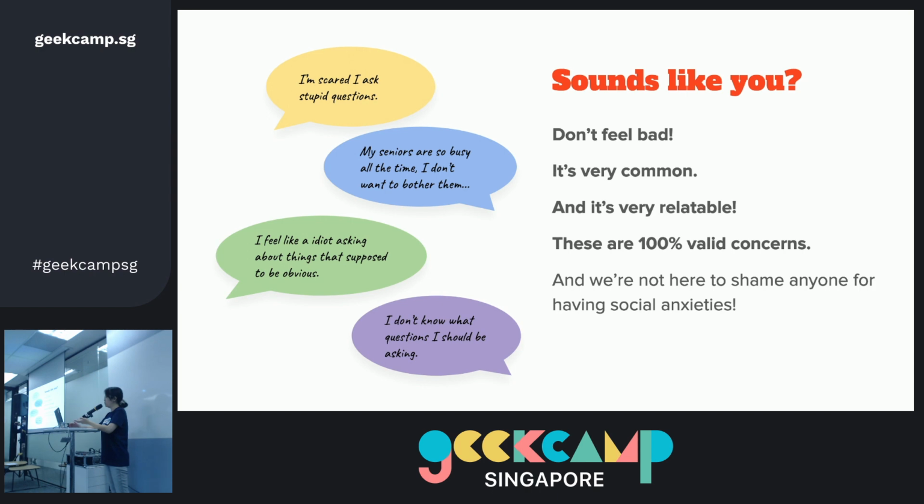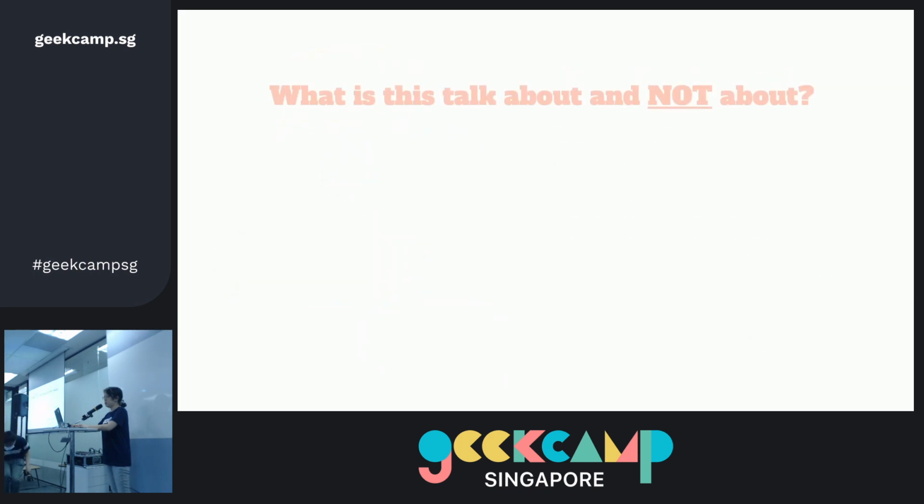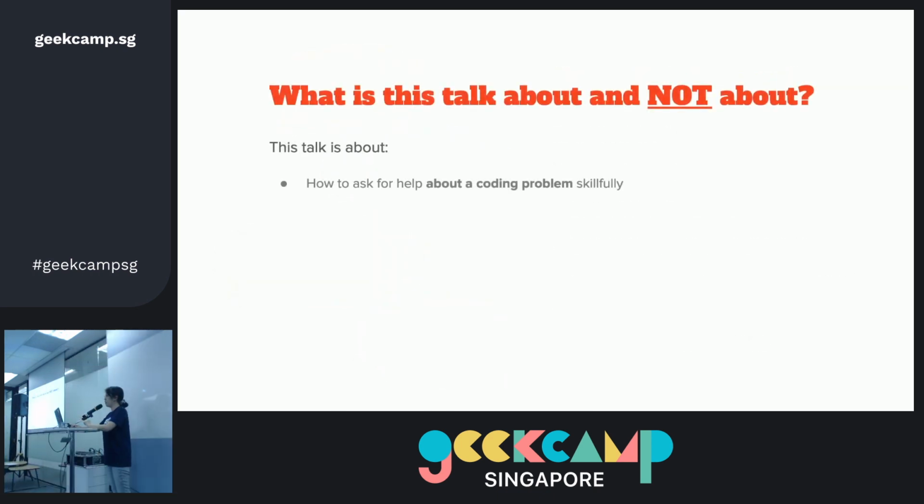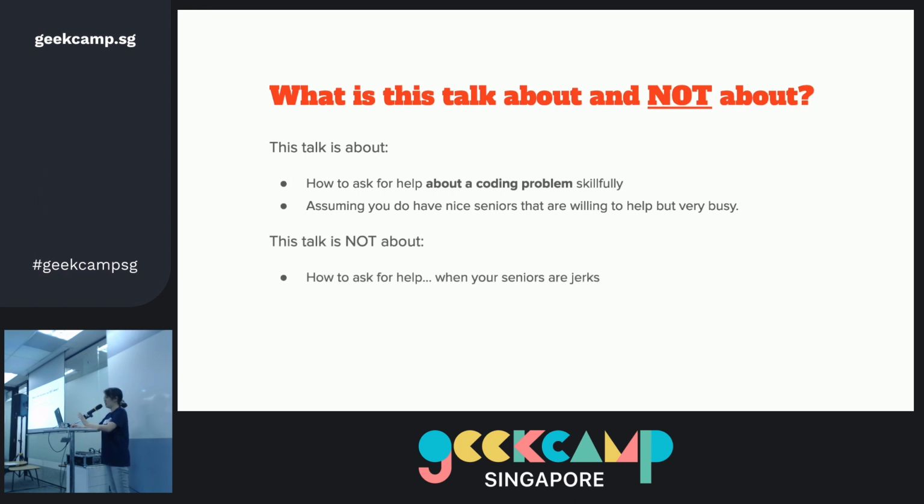But the thing is, we're not here to shame people for having social anxiety because it's a very normal thing to have. What I'm going to give today in this talk is a framework for you to open a question to your senior developers, and a framework for you to help them help you, basically. Okay? So this talk is mainly about how to ask for help, specifically for a coding problem. That's assuming that you have a nice senior who, even though they are busy, is still willing to help you. This talk is not about how to get help when your seniors are jerks.